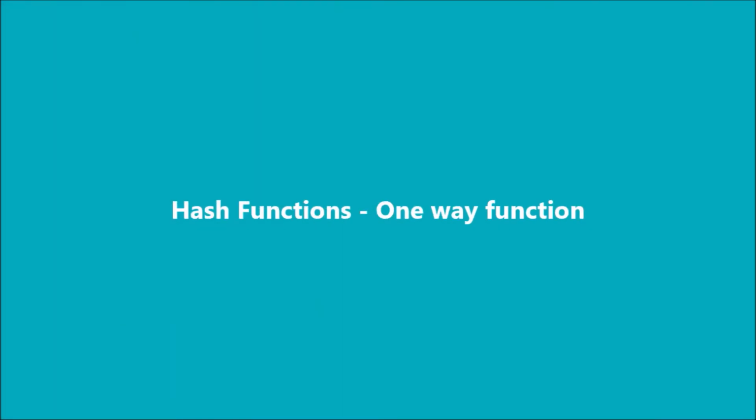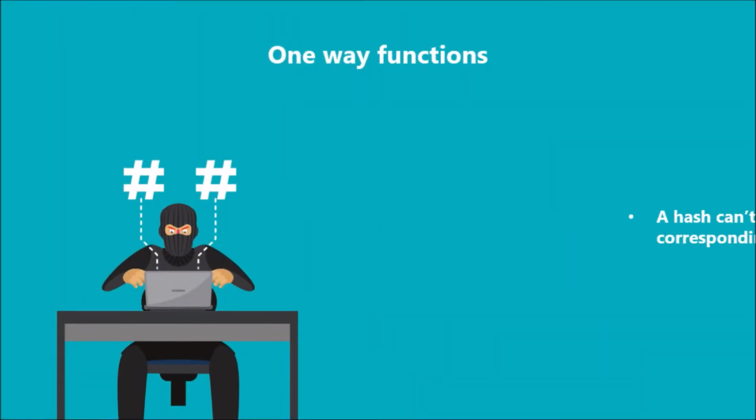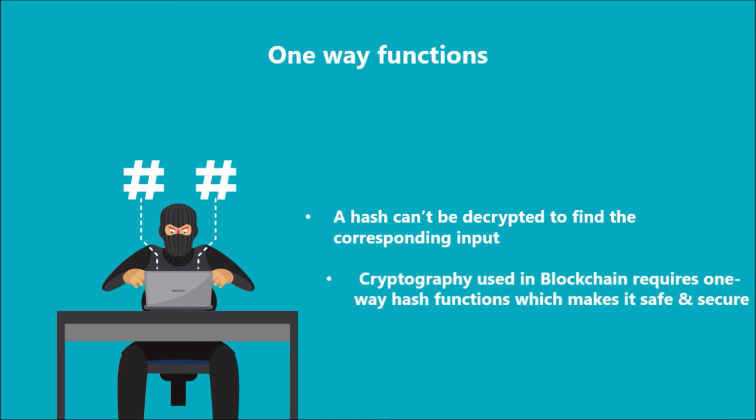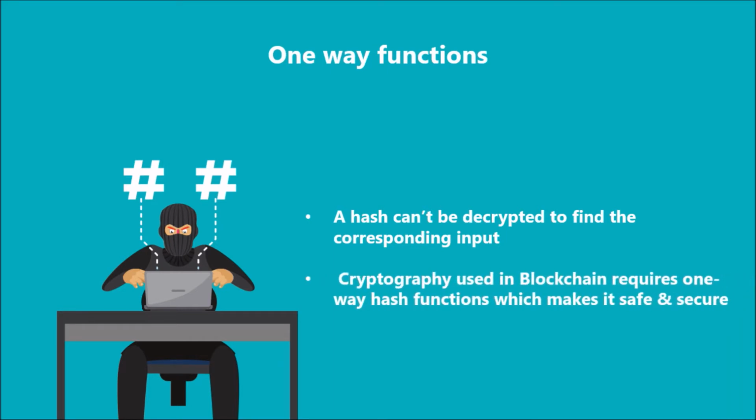Hash functions are generally referred to as one-way functions because they are not reversible. In simple words, if you have a hash, you can't decrypt it to find the corresponding input. So in a real life scenario, even if a hacker gets access to a hash output, it is completely useless as he can't decrypt it to get the input. Therefore, cryptography used in blockchain requires one-way hash functions, which makes it secure, safe and reliable.